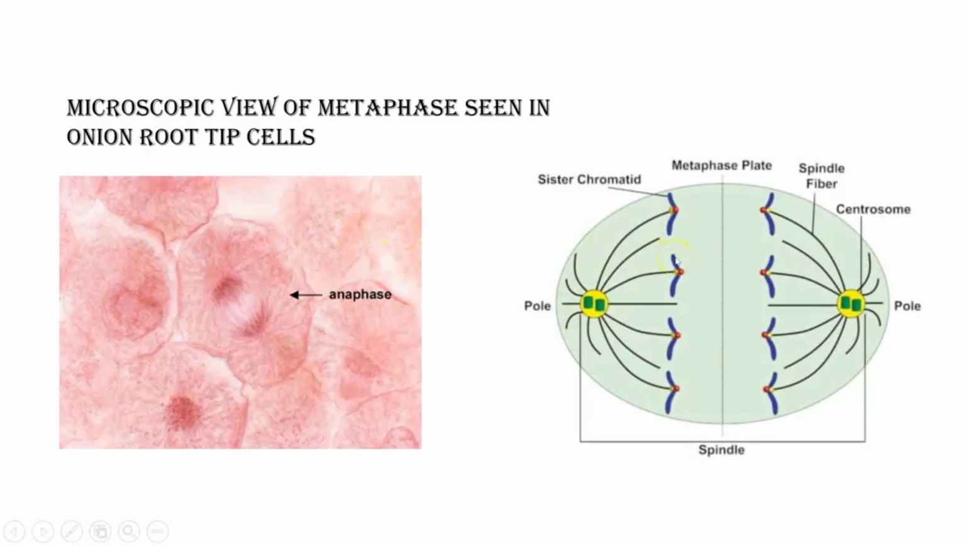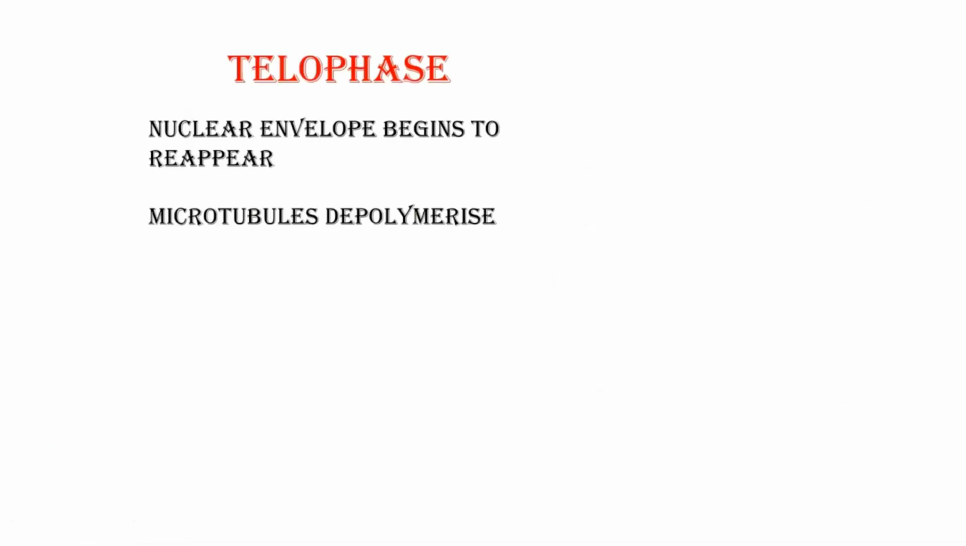Okay. And the next stage, telophase, is the last stage. Now the chromosomes have reached both sides of the cell. And now what happens? The nuclear envelope begins to reappear. What is the nuclear envelope? It is the covering of the nucleus. So it begins to develop, and the microtubules which were holding the chromosomes begin to disappear. You can see this clearly in this stage.